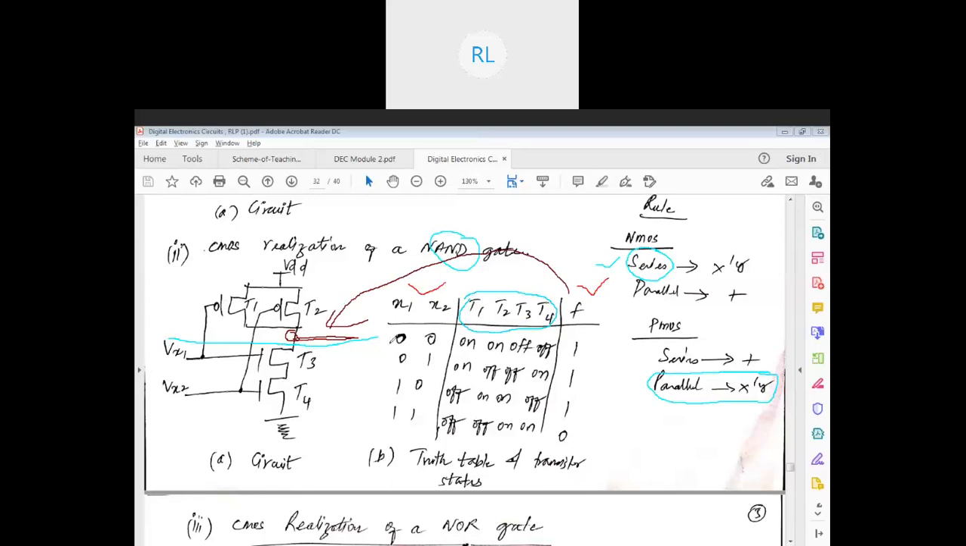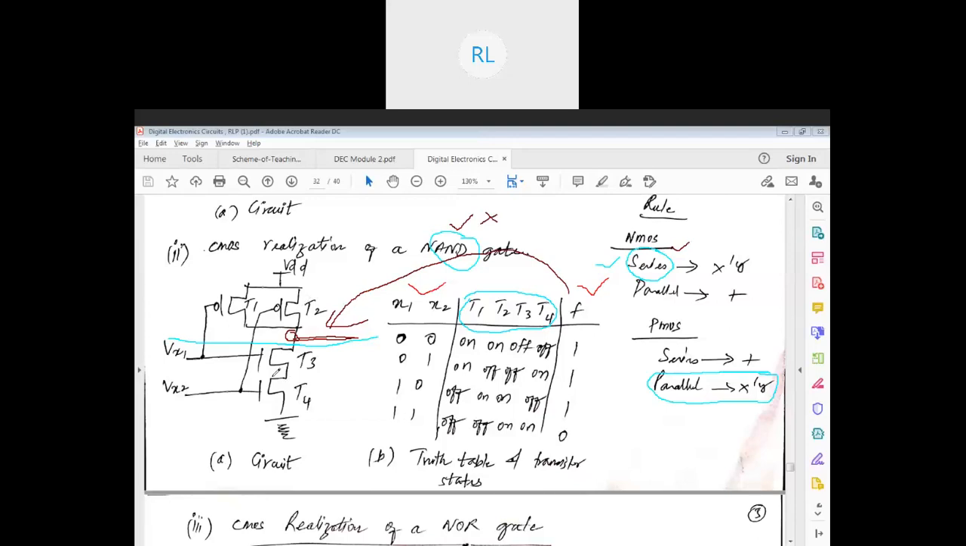So this is going to be my output, which means it is a junction where your N transistor and P transistor get connected. At this junction I'm going to get my output. Is that clear, students? Is that clear?